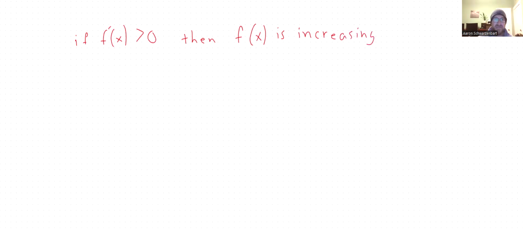What does that mean? First derivative is positive, means the slope of the tangent line is positive. That means the function must be going up. It also says if f prime of x is less than 0 or negative, it means I have a negative slope of the tangent line, then my function is decreasing.